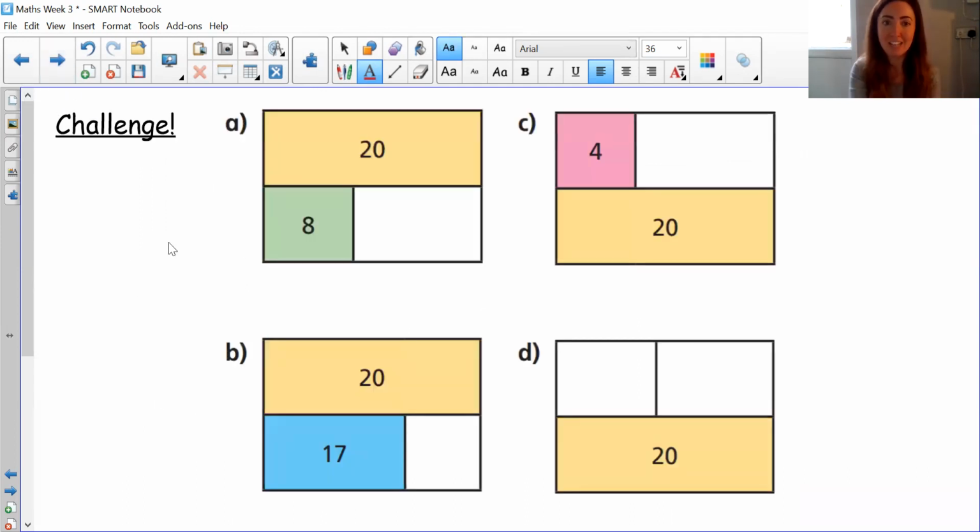So here is your challenge. You've got 4 different bar models and you need to work out the missing part from these bar models. So the missing number in the number bond to 20. Okay, enjoy year 1 and I'll see you later.